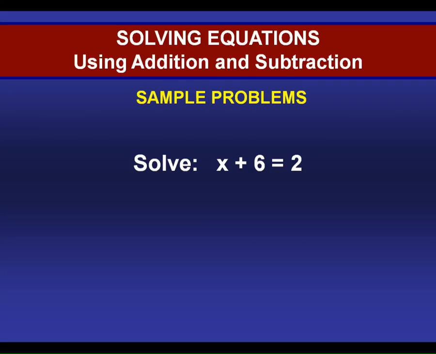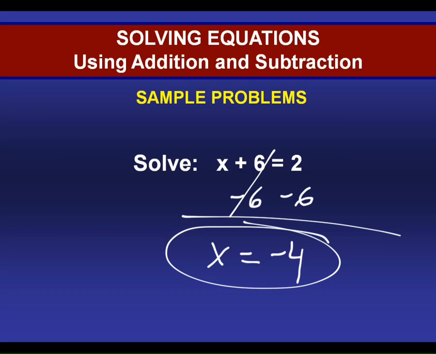What do I need to do to both sides to get x by itself? Subtract 6. Yeah, subtract 6, because I'm adding 6 to x, I just do the opposite of that. Subtract 6, that becomes 0. If I have $2 and I take away 6, I'm in debt $4.